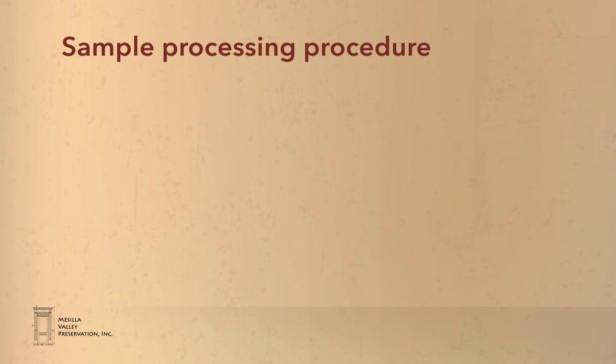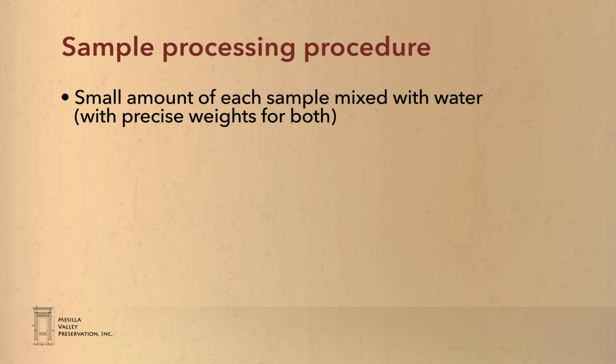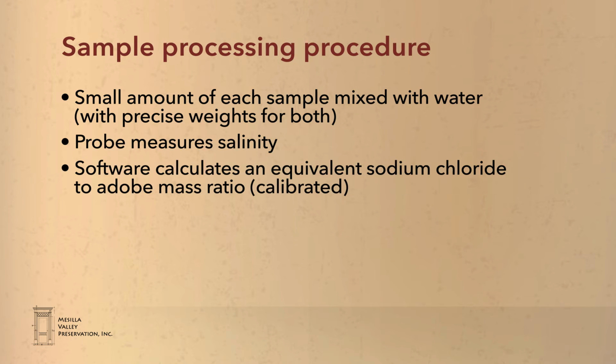Detailed sample processing is beyond the scope of this video, but it is covered in more depth in several live-action videos in this series. Basically, after calibration, a small amount of each sample is mixed with distilled water, with precise weights for both. The probe then measures the salinity of the sample. Software then calculates an equivalent of salt to adobe mass ratio for each sample.